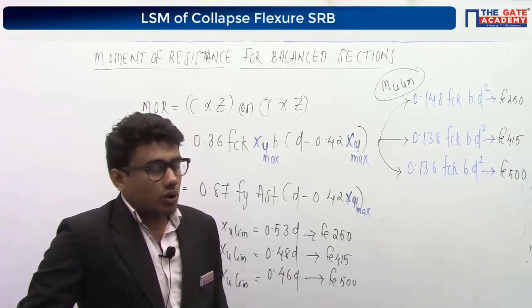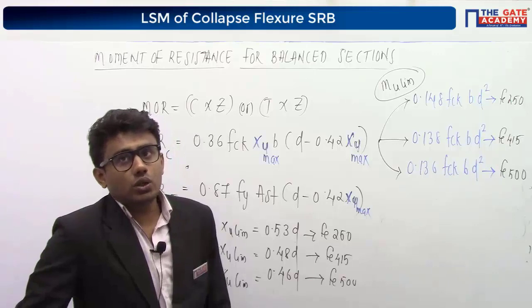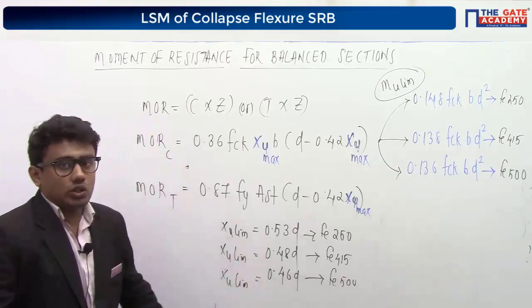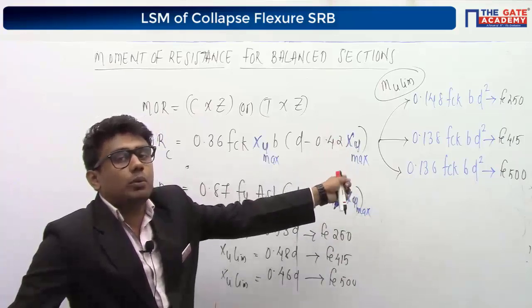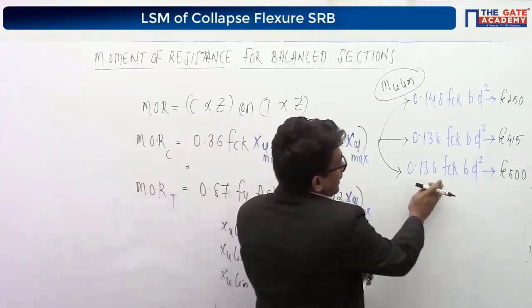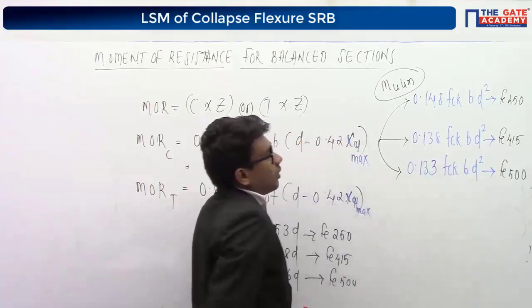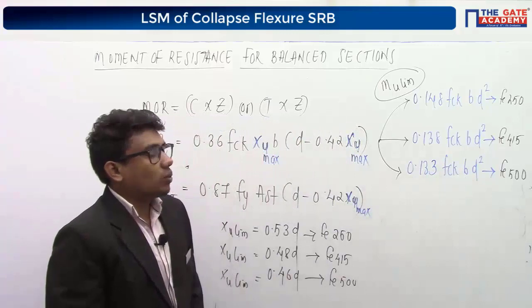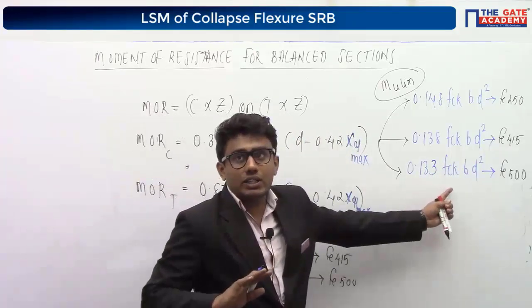For different grades of steel, Mu limit value will be different. Please note it down. You have to remember these values: 0.53, 0.48, 0.46, and 0.148, 0.138, 0.133. I'm sorry, this is not 136. I'm extremely sorry for this. This is 133: 0.148, 0.138, 0.133. It is 0.133 FCK BD square.